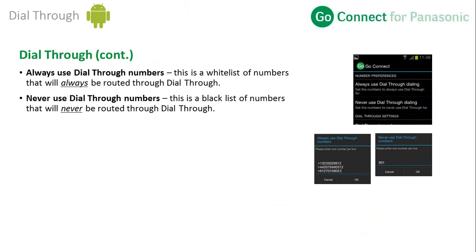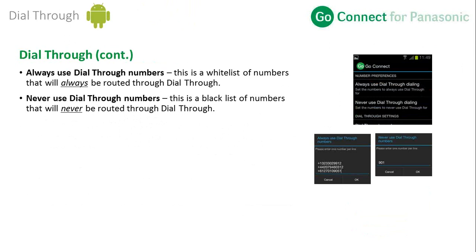We have an option on dial through to say you can always use dial through when dialing certain numbers. So maybe you've got a customer in Japan, an international number that you want to dial on a regular basis, and you don't want to dial that from your mobile and therefore incur huge mobile phone costs. You can set up the GoConnect mobile client so that if you're dialing this particular number, Japan, Holland, America, wherever, to always use dial through, and therefore it would go through the customer's PBX, or we could say never use dial through. So it's a blacklist.